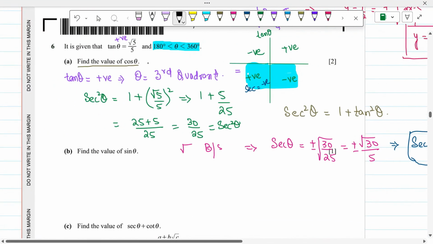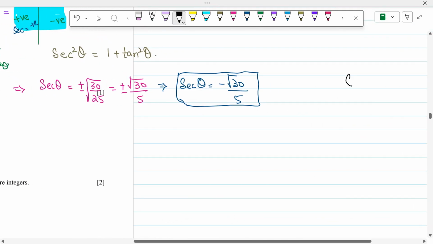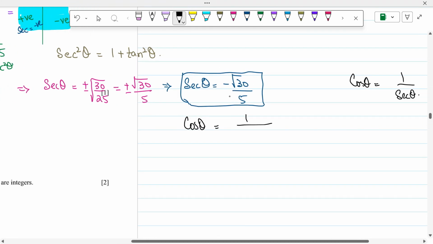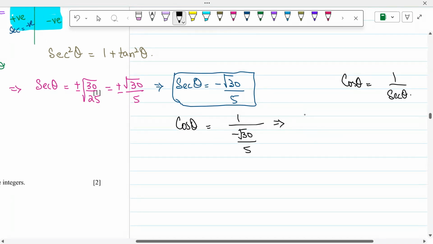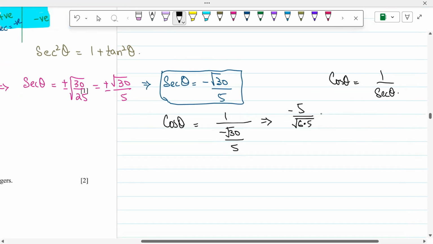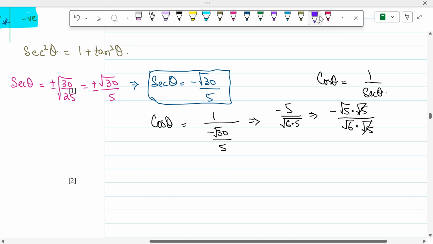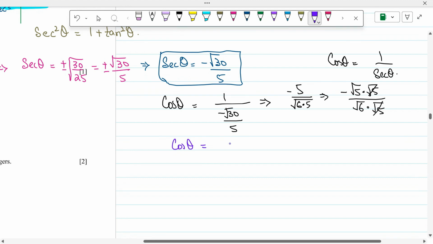We need to find the value of cos, and we know that cos of theta is equal to 1 over secant of theta. So cos of theta is equal to 1 over negative root 30 over 5, and this one is equal to negative 5 over root 6 times root 5. So this can be written as negative root 5 times root 5 over root 6 times root 5. So this one will be cancelled out, and we will have cos of theta is equal to negative root 5 over root 6.